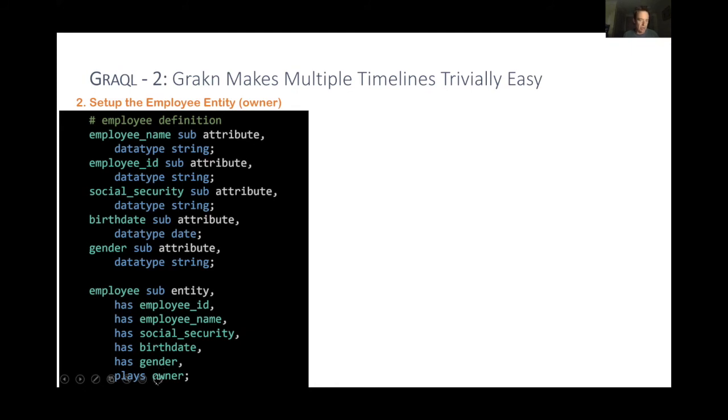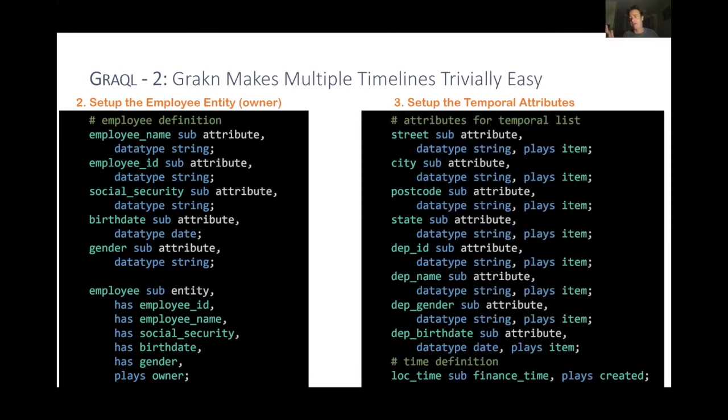And you'll notice down the bottom here, it plays the role of owner. So the entity is the thing that owns everything. And then I'm going to set up the temporal attributes. I haven't done all of them, just for example. So it's street, city, postcode, state. So in addresses, I'm going to focus on this example. I've got 4 items of information that need to be saved along with the time and date that they were accessed. In terms of my time definition, you'll notice that I'm still using the finance time.